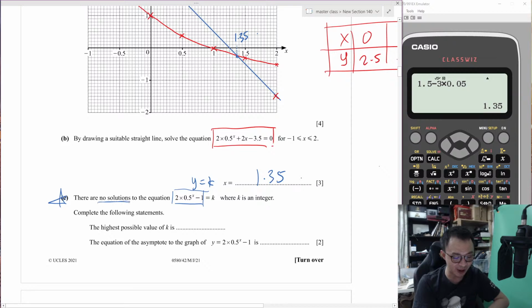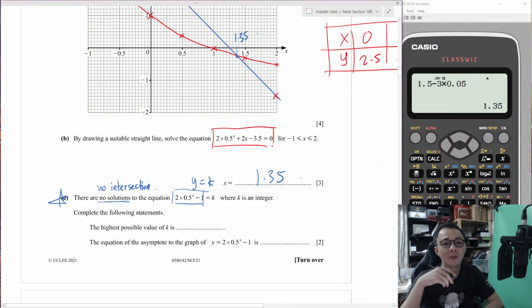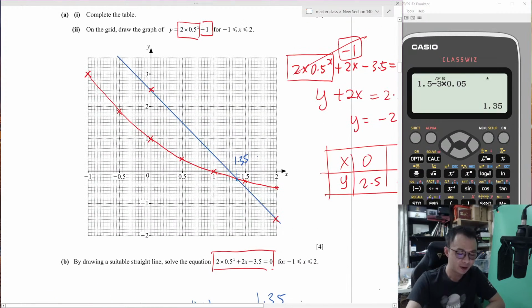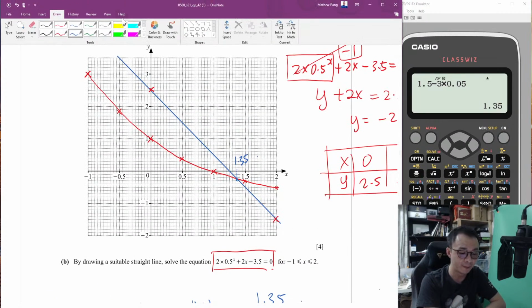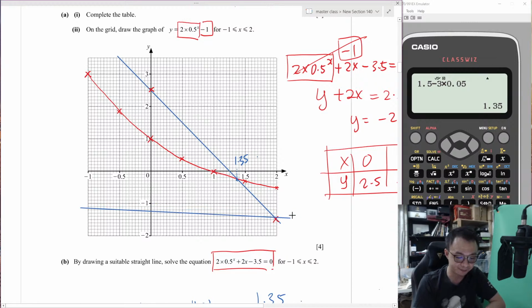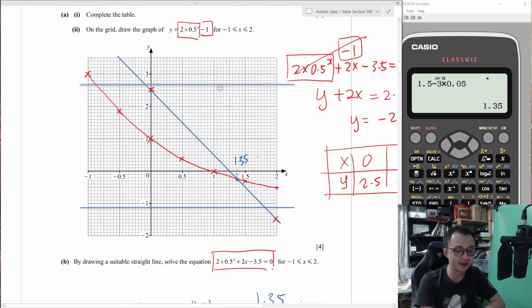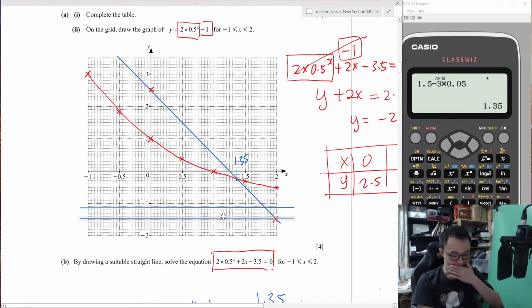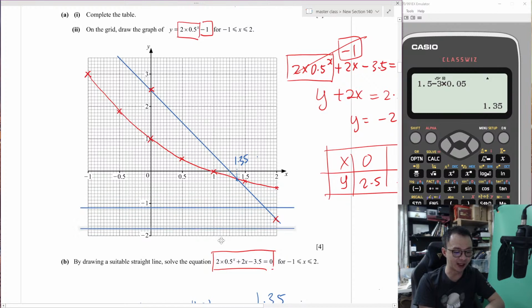No solution means what? No intersection between the horizontal line and your curve. No intersection point. So what we want to do here is see if I have a horizontal line. I randomly give you a horizontal line here. I want to make sure this line cannot intersect with the red color line. So definitely I want an integer. So here I only have two choices: I can only do -1 or -2.